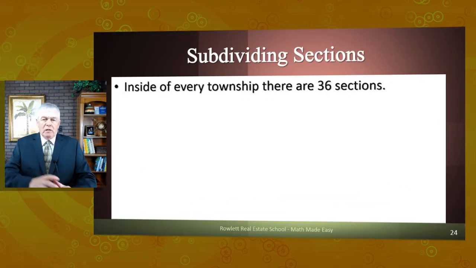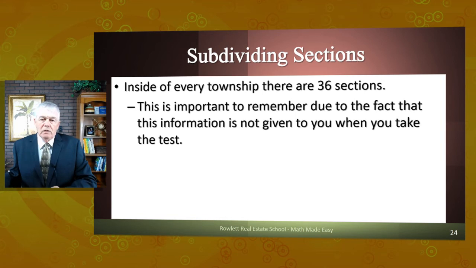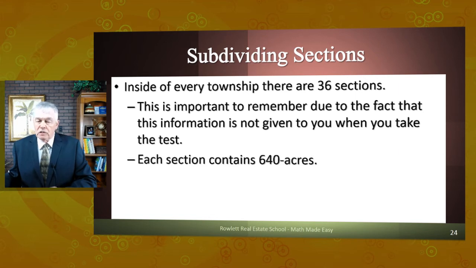Today we're going to talk about subdividing sections. Inside every township there are 36 sections. It is important to remember this, due to the fact that this information is not given to you when you take the test. Each section contains 640 acres. Remember this too.